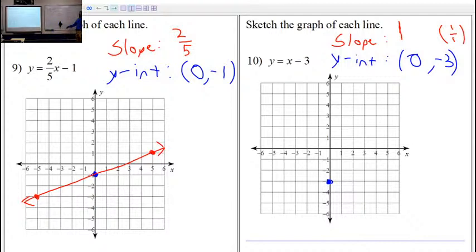Because 1 over 1 will help me give a direction, the change in y over the change in x. Slope of 1, it's positive, so I want to move in positive directions. That means I want to move up 1 and to the right 1. Up 1 and to the right 1. And keep moving in that direction. Or, the opposite way, I could go down 1 and to the left 1. There's my line.